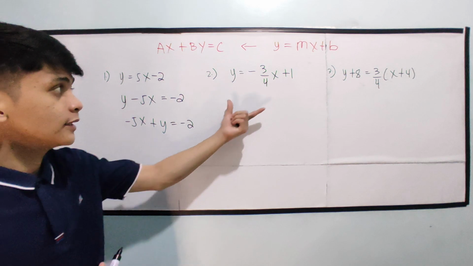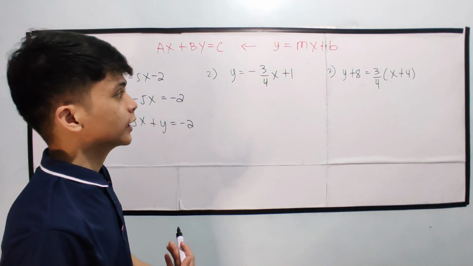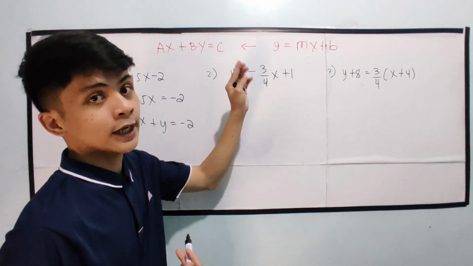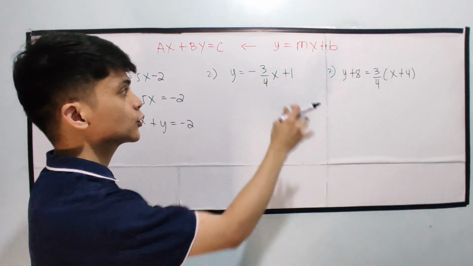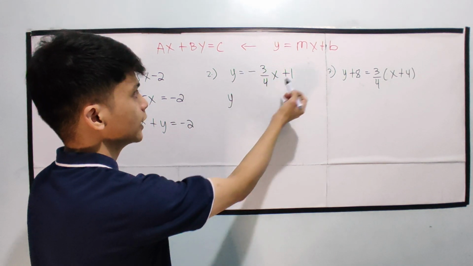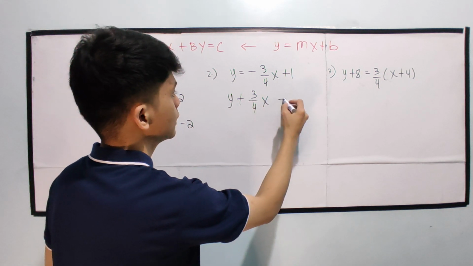Okay? Then, for number 2, so y is equal to negative 3/4 x plus 1. Again, dapat yung constant lang yung matira dito sa may right. Okay? So, ilipat ulit natin itong si x. Si negative 3/4 x, magiging positive siya. Okay? Is equal to 1.